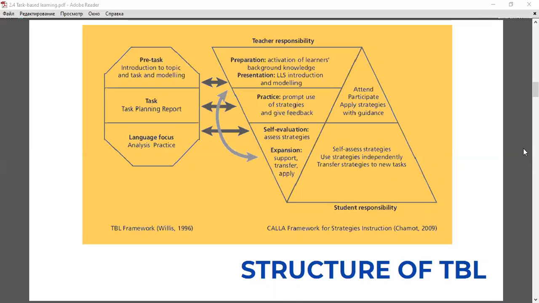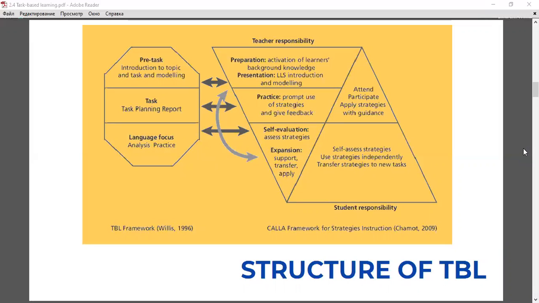In the task cycle, the students do the task in pairs or in the small group. The teacher monitors students' performance from a distance, enabling them to use their own knowledge, avoiding asking questions to the teacher all the time. After doing the tasks, the students prepare and plan how they are going to present what they did, what they found out, and their main conclusions.